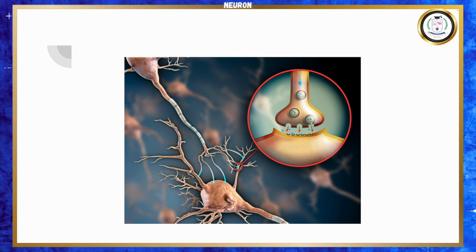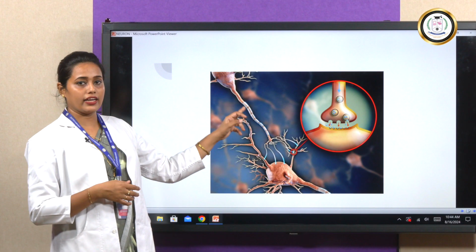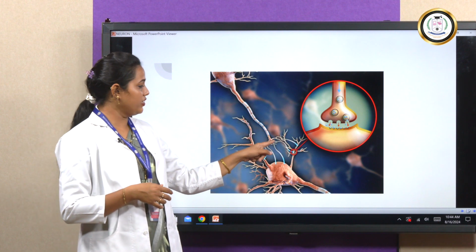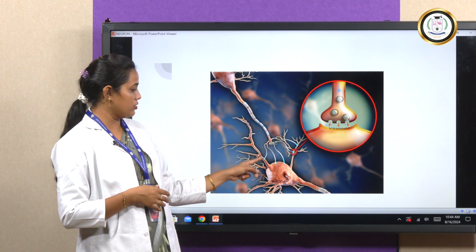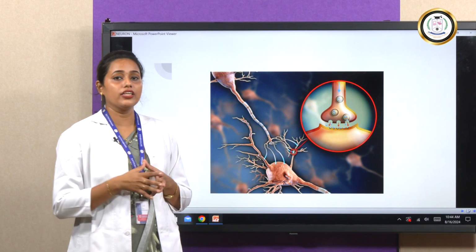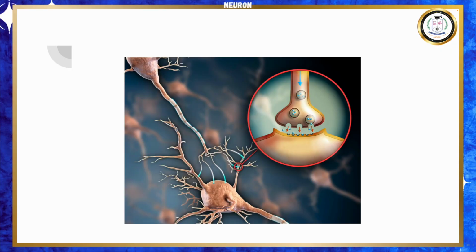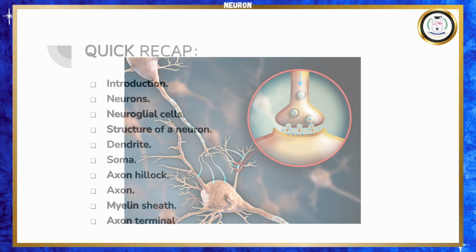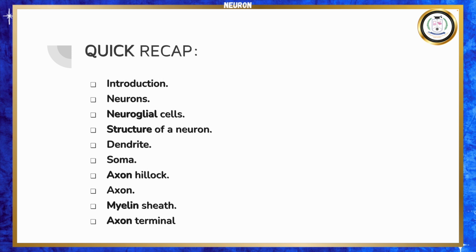Here you have a pictorial representation of the axon terminal. Here you have the cell body, the axon along with the myelin sheath, and you can see the axon terminal, which is a finger-like projection connected to the other neighboring neurons in order to send the signals for processing. So now we'll have a quick recap of today's session.